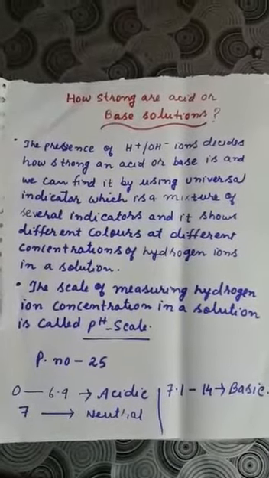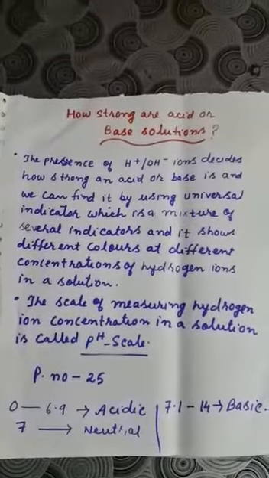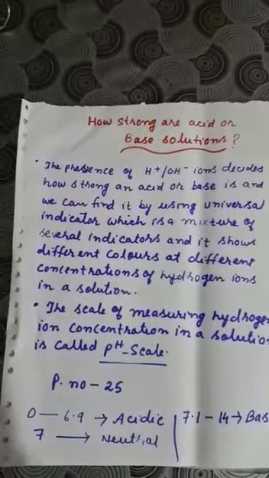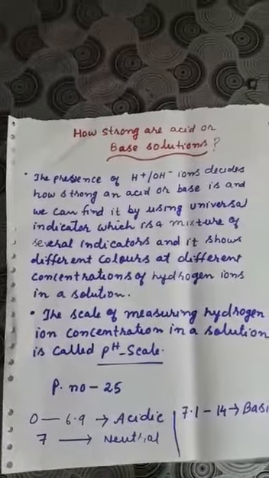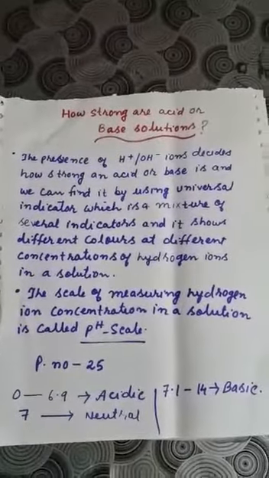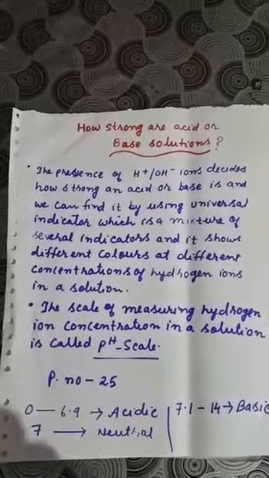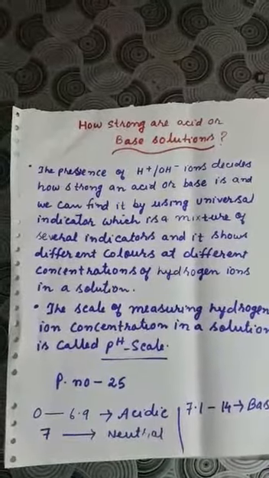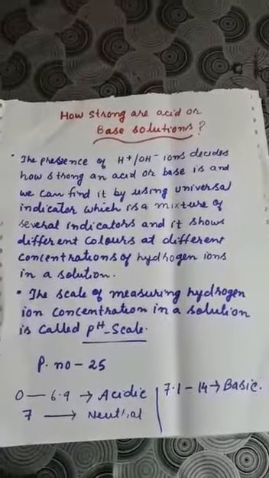And you will see that from 7.1 to 14 hydroxide ion is increasing and the amount of hydrogen ion is decreasing. Although in basic solution we will see how much hydroxide ion is produced, some amount of hydrogen ion will also be produced, but the amount of hydrogen ion is much less than that of the hydroxide ion, so it will not be shown in the pH paper. Okay.